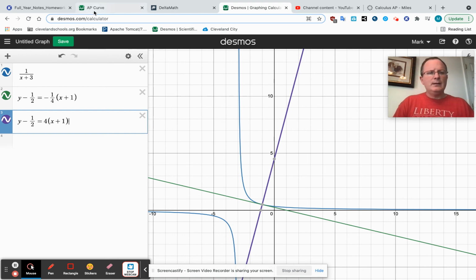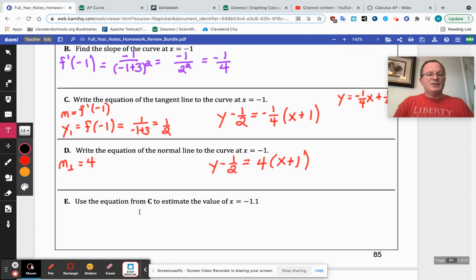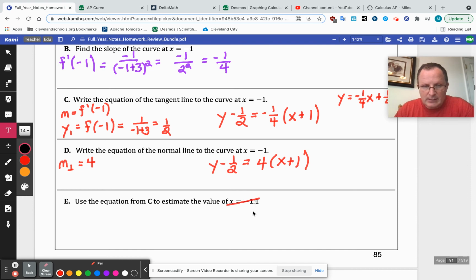All right. Where's that put us? Good. Okay, so now this is very popular on the AP exam. It says use the equation in C to estimate the value of, this is worded wrong, estimate the value of f of -1.1.